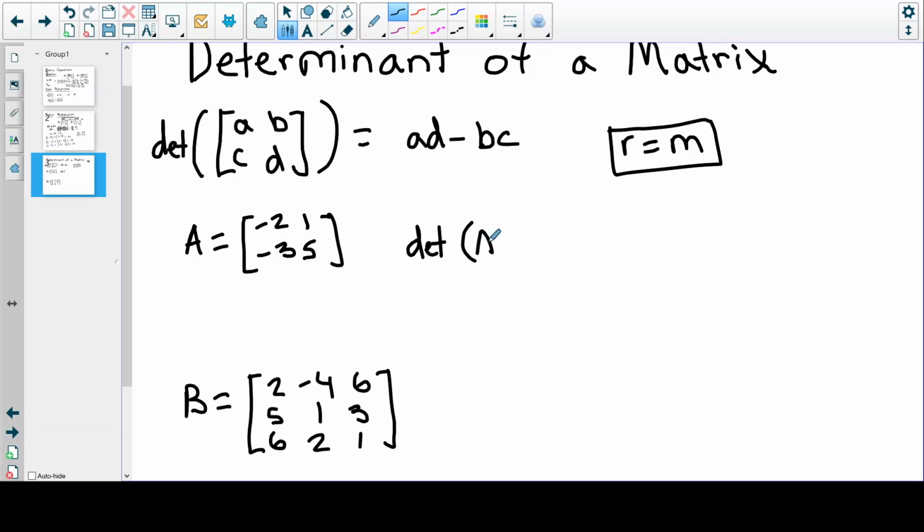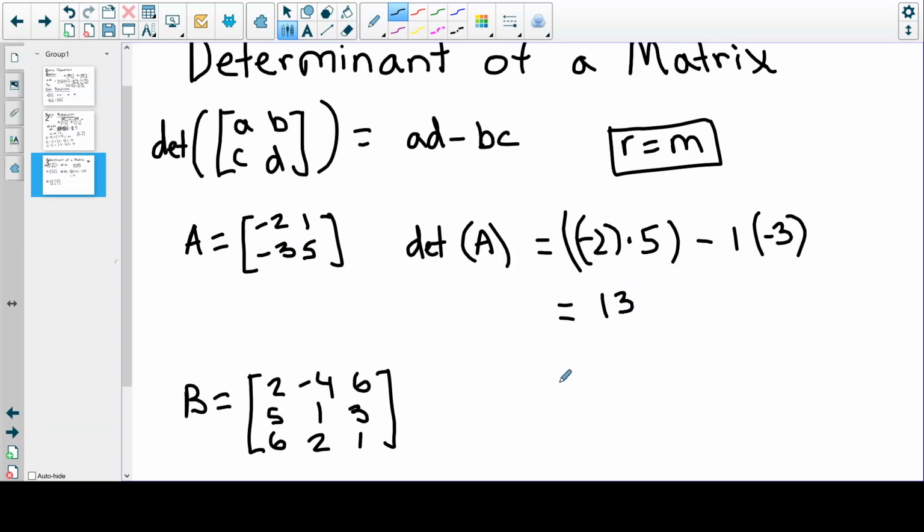If we wanted to find the determinant of A, then it would equal -2 times 5 subtracted by 1 times -3, which in this case would equal 13. So the determinant of this 2 by 2 matrix is going to equal 13. Since the rows and the columns are the same, we can find the determinant.